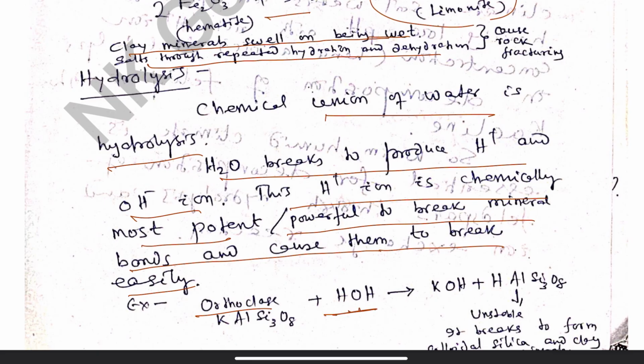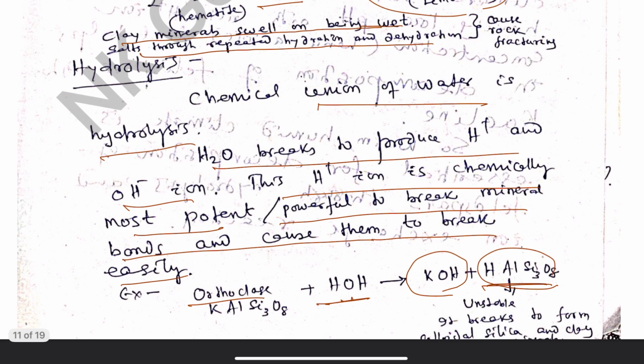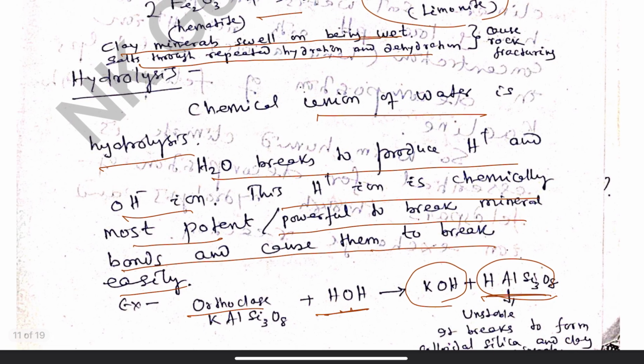It reacts with water to produce potassium hydroxide and aluminosilicic acid. And this aluminosilicic acid becomes unstable and it breaks to produce colloidal silica and clay minerals. So orthoclase is a common mineral in igneous rock. It yields to weathering process and it provides potassium hydroxide, which on reaction with carbonic acid may be converted into potassium carbonate.